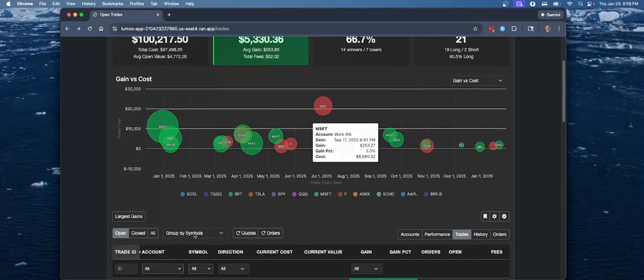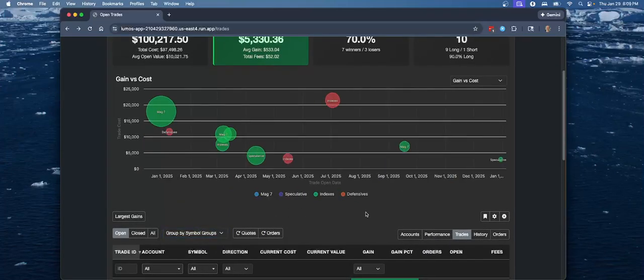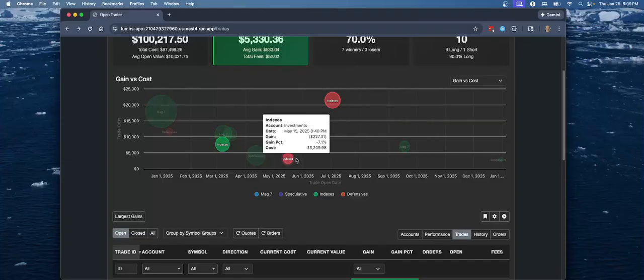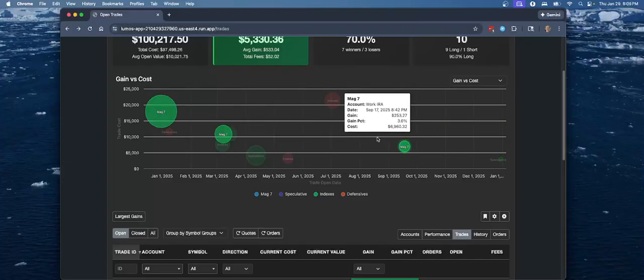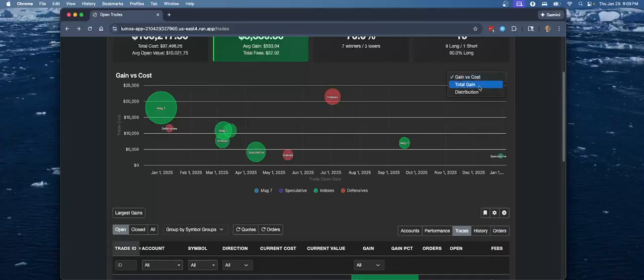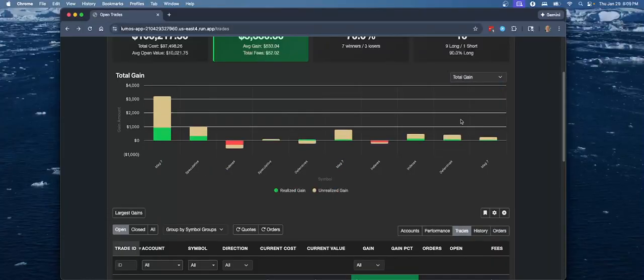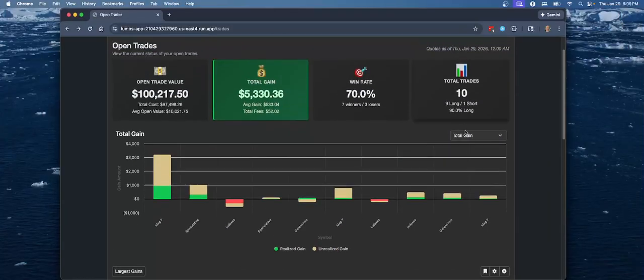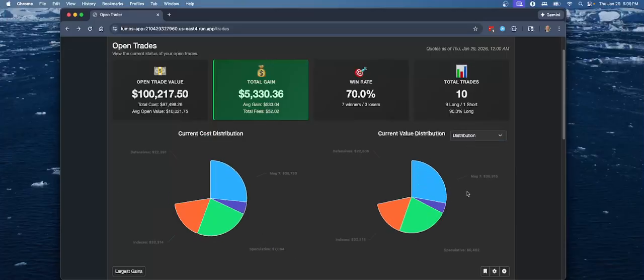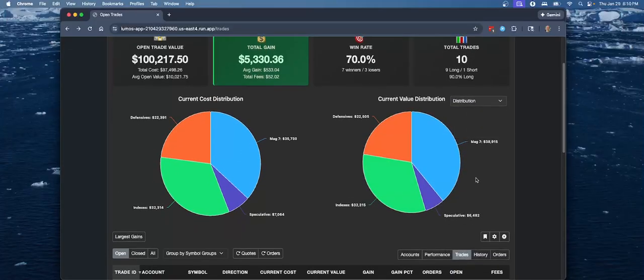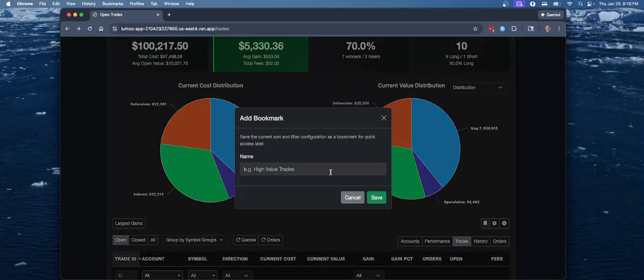And then when you go into these views, you say group by symbol groups. And now you can see all of them rolled up together. Here's the Mag 7, here's the indexes, here's my speculative bets. And you can see these in all the different views. You can see how they gained and lost over time, and the distribution. I think this is usually pretty useful. In fact, so useful, I'll create a chart for it.